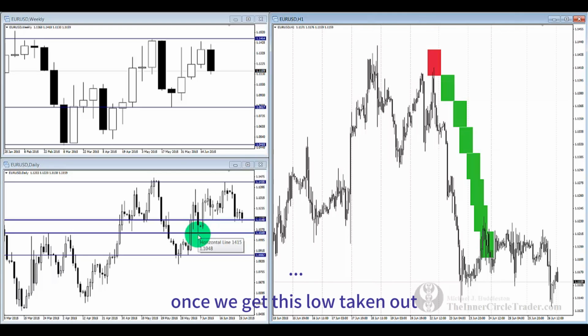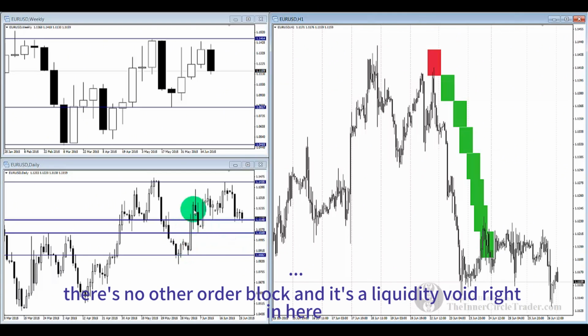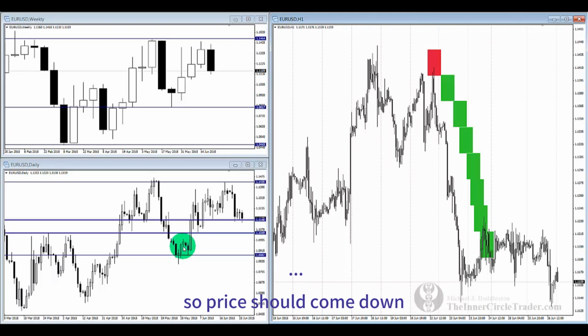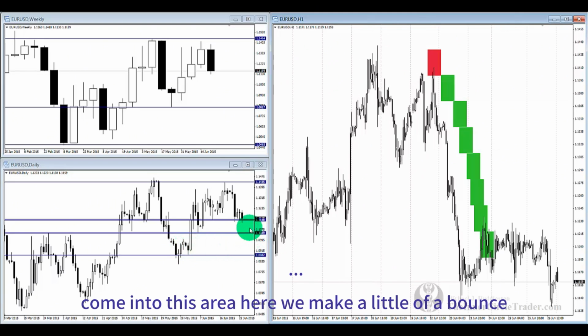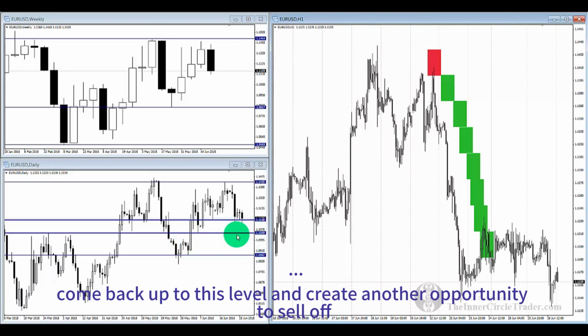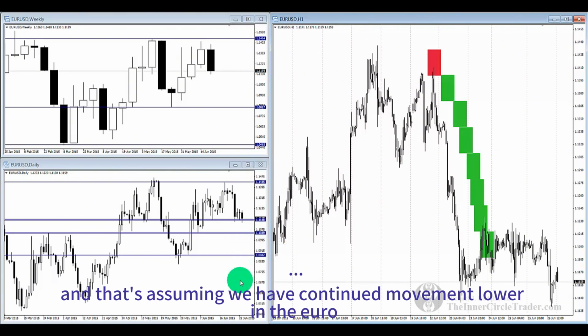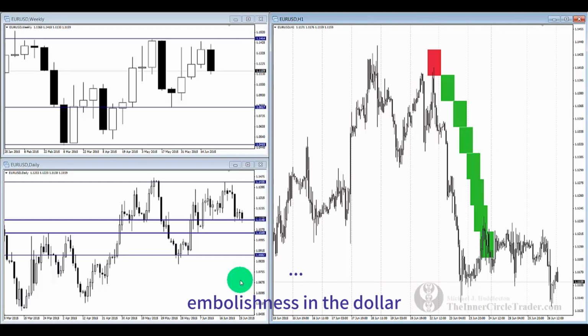Once we get this low taken out, there's no other order block, and it's a liquidity void right in here. So price should come down, come into this area here. We might get a little bit of a bounce, come back up to this level, and create another opportunity to sell off. Okay, and then trade lower. And that's assuming we have continued movement lower in the euro and bullishness in the dollar.